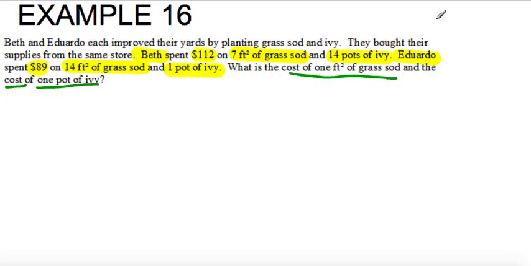variables from. So I'm going to call the cost of grass sod, G, and the cost of 1 pot of ivy, we're going to call it I.